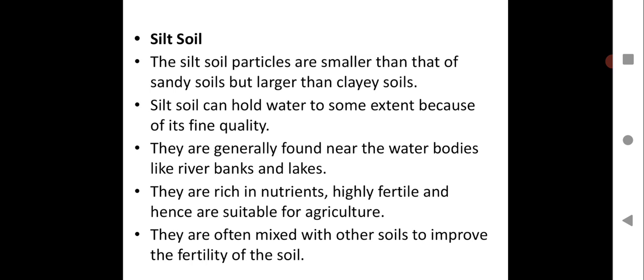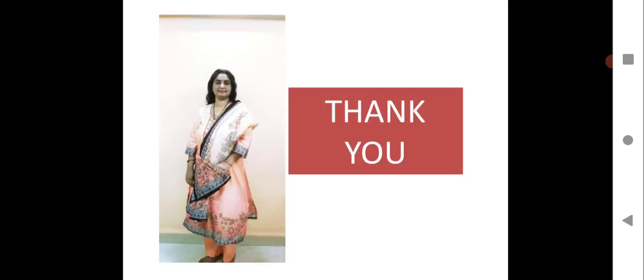They are generally found near water bodies like rivers, ponds and lakes, and they are rich in nutrients. They are highly fertile and hence are suitable for agriculture. So silt is another soil which is very good for agriculture because it contains lots of minerals, rich nutrients and high fertility. They help in the growth of plants. They are often mixed with other soil to improve the fertility of the soil. Since silt soil itself has a good amount of fertility, it is used to make the other soil fertile. I hope this was interesting to you all, children.